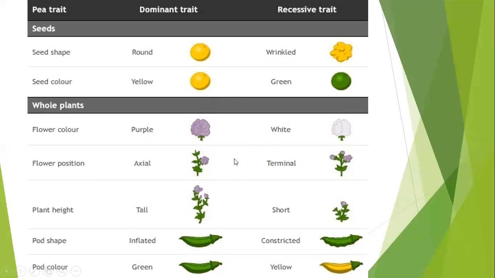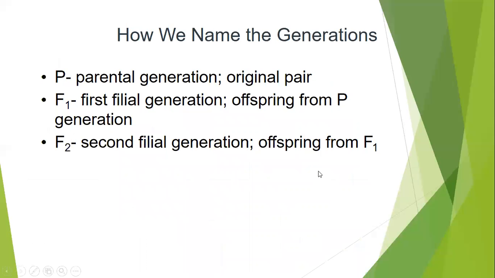And so here is the flower position. Are the flowers up the branch, or are they all positioned at the end of the branch? We name the generations. The first generation is the P generation, or the parent generation. They have offspring, which become the F1, and the parent generation's grandchildren, or the children of the F1 generation, are going to be called the F2 generation.